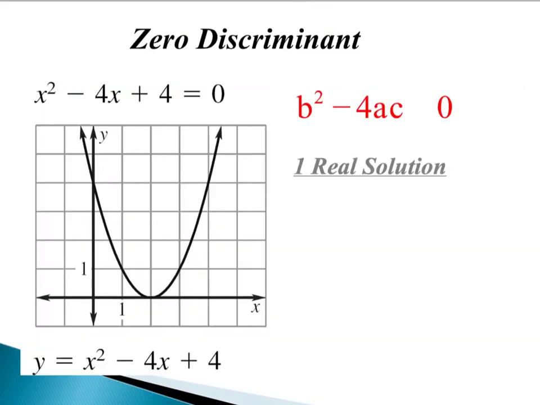Let's do some examples so that all of these ideas are tangible. I don't want to solve this equation. I just look at the b squared minus 4ac. When the discriminant is equal to 0, the vertex of the parabola touches x-axis, right? There is only one real solution.